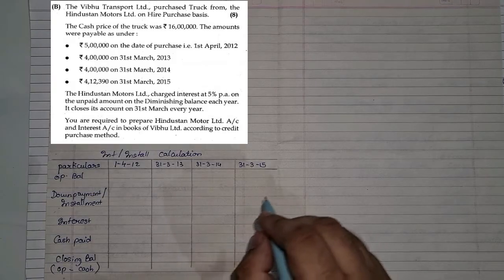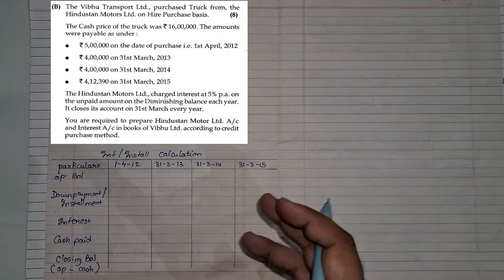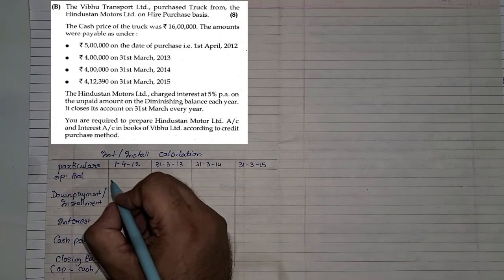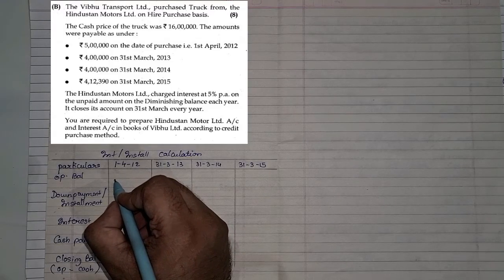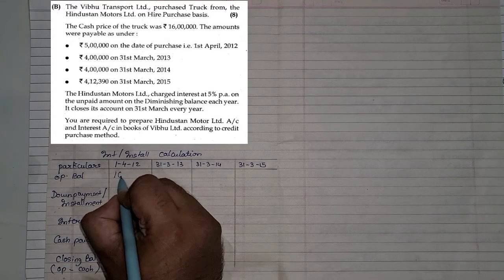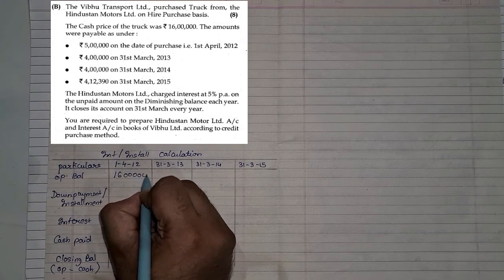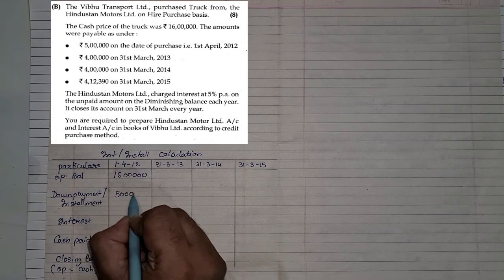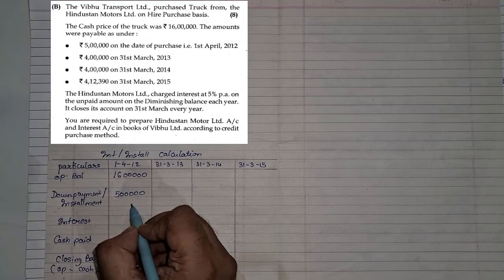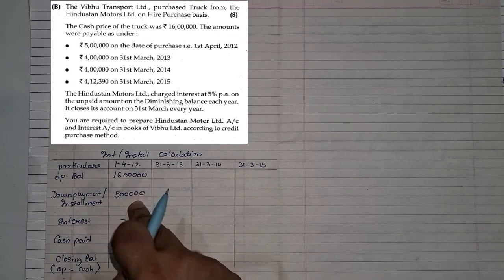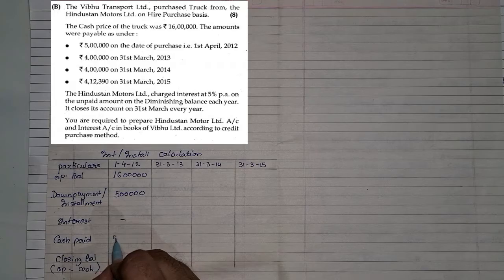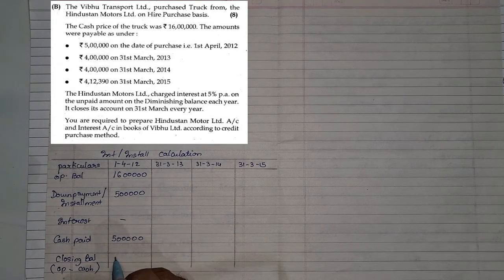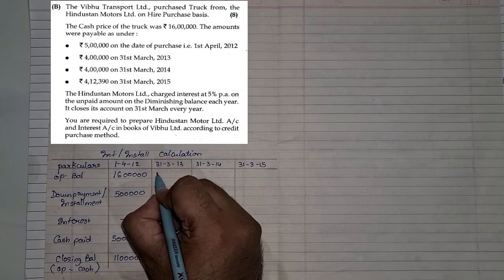Now the opening balance will be the cash price of the truck. In this they are giving you the cash price was 16 lakhs. So I'll note down this as 16 lakhs. Down payment, yes, there was a down payment of 5 lakhs at the start of the year. There was no interest at the start. Whenever a down payment is made, there will never be interest. So your cash paid is 5 lakhs. So 16 minus 5 is 11 lakh. That is the closing. Last year's closing will become the current opening.